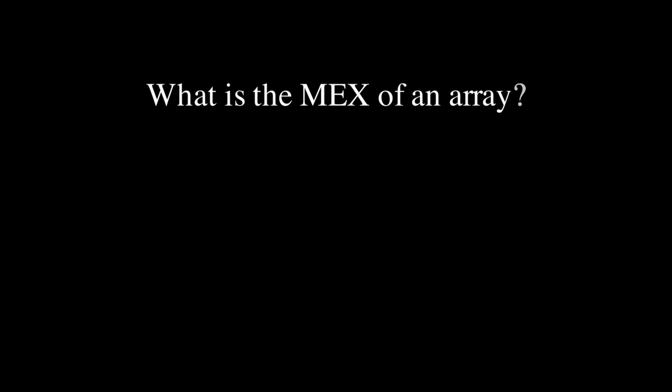So, first of all, what is the mex of an array? Basically, the mex is the smallest non-negative integer that isn't in the array. For example, the mex of the array 0, 1, 2 will be 3, and the mex of the array 1, 5, 7 will be 0. Alright, now time to start with the question.